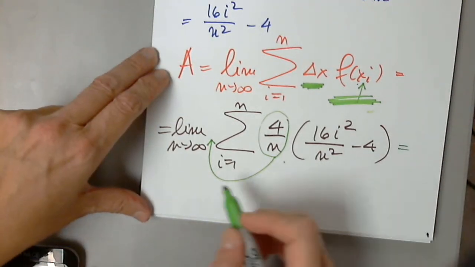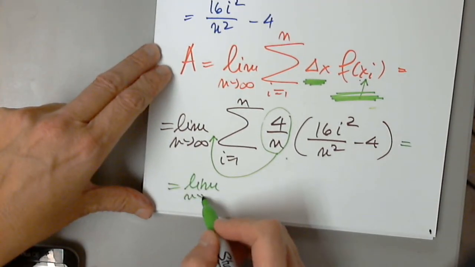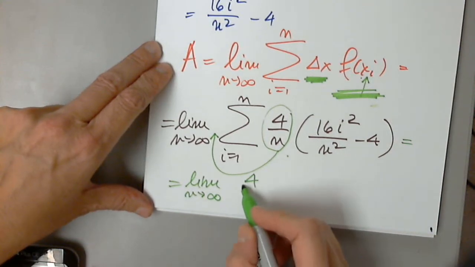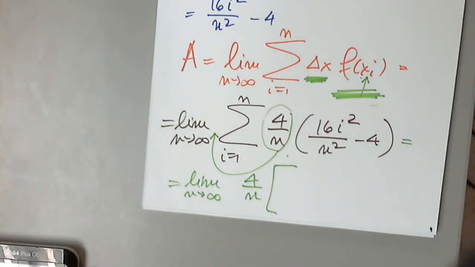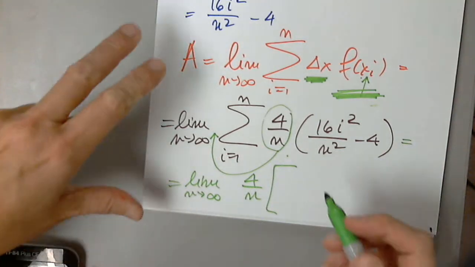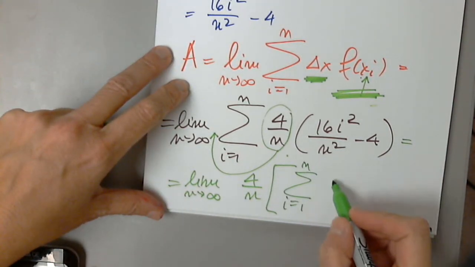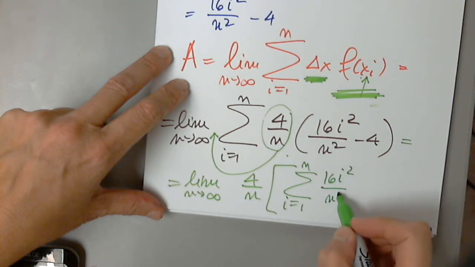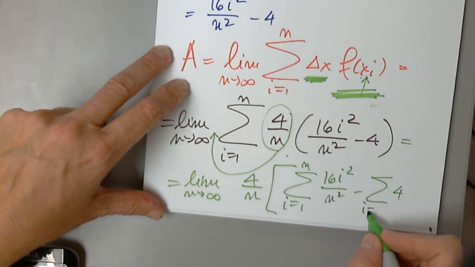So then I will write the limit again. Do not drop the limit, please, the limit operator. 4 over n. Now, let's use the property that says the sum of the 2 terms is the sum of the first term minus the sum of the second term. I'm not distributing, looks like it, but it's not the distributive law, it's the property. To cut back on writing a little bit, I would have the sum from i equals 1 through n of 16i squared over n squared minus the sum of 4 from i equals 1 through n.